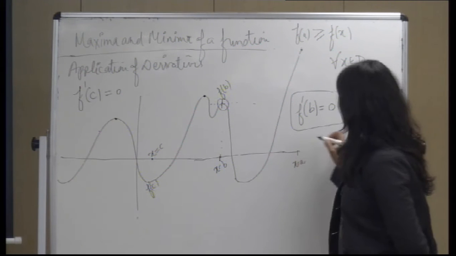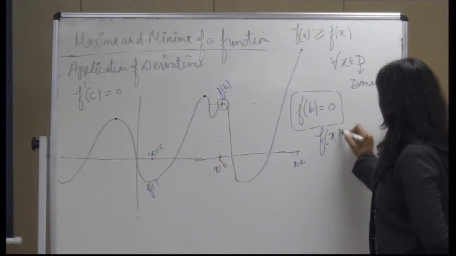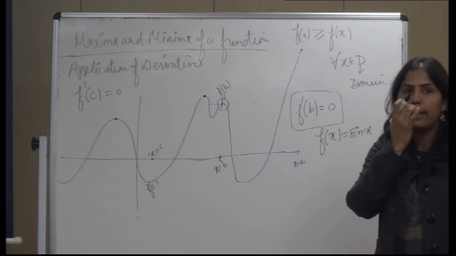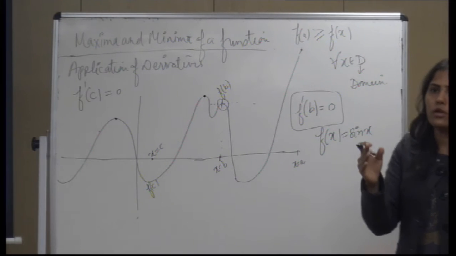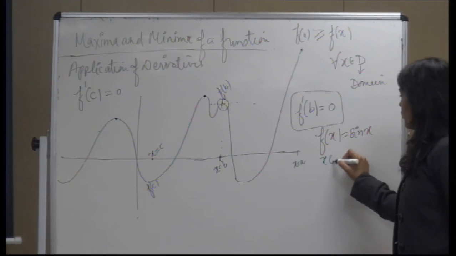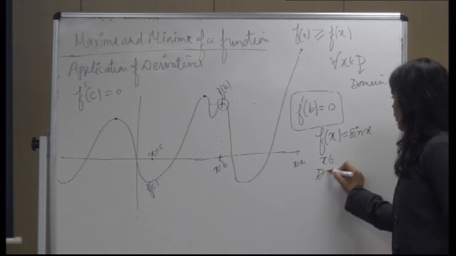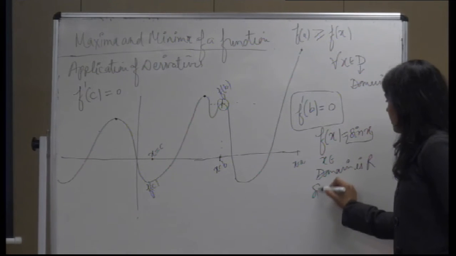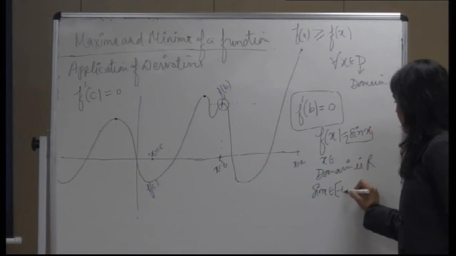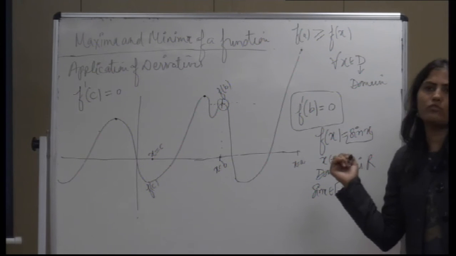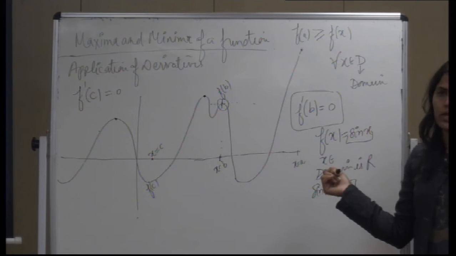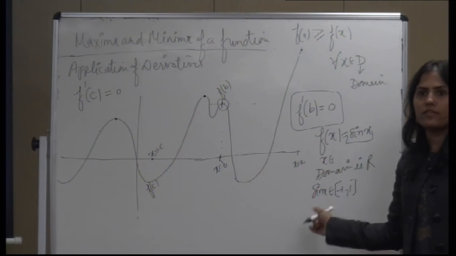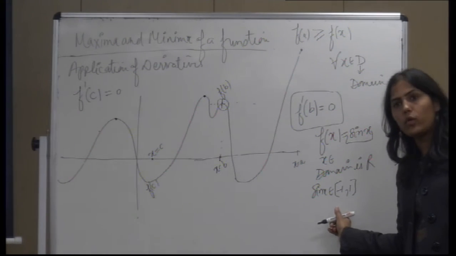Now consider, suppose the function is sin x. I think it is a very simple one, but you know sin x values. Sin x values lie between minus 1 and 1, and the domain is R. So it means the maximum value is 1 and minus 1 is the minimum, but there are many points where sin x takes the value 1. So it will totally depend on the interval.